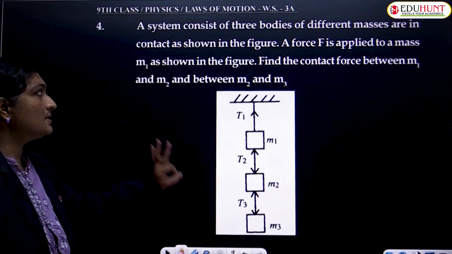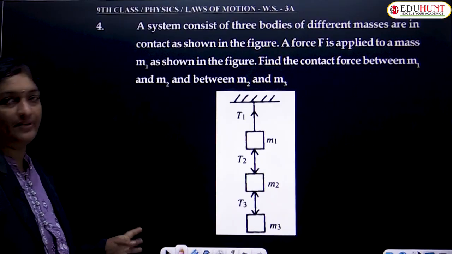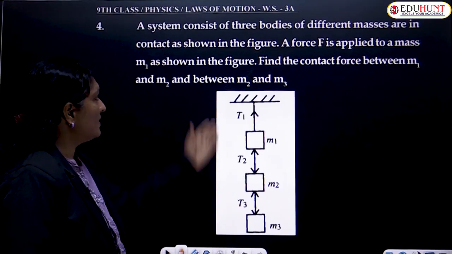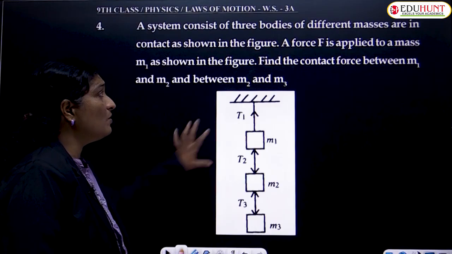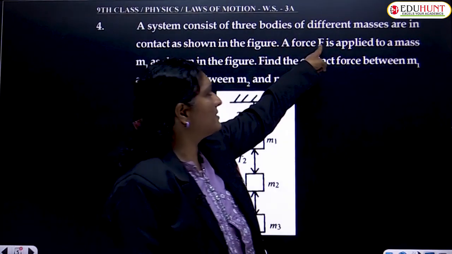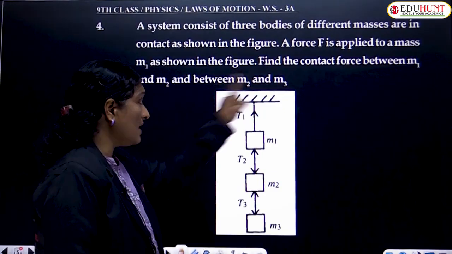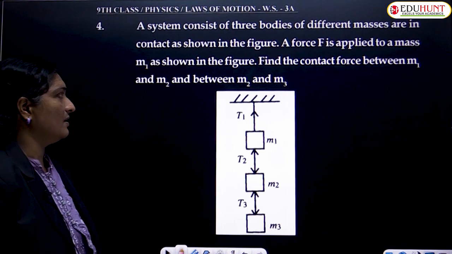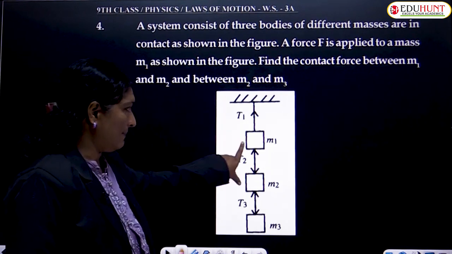A system consists of 3 bodies of different masses. So what are the 3 masses? m1, m2 and m3 are in contact as shown in the figure. A force F is applied to a mass m1. So they given here as F and here they gave it as T1. So F is nothing but T1 applied on a mass m1 as shown in the figure. So find the contact force between m1 and m2.